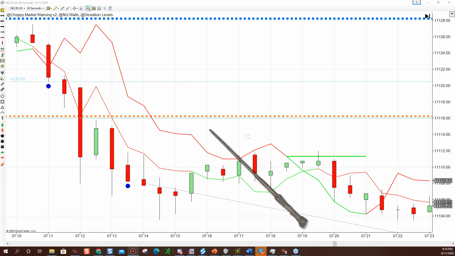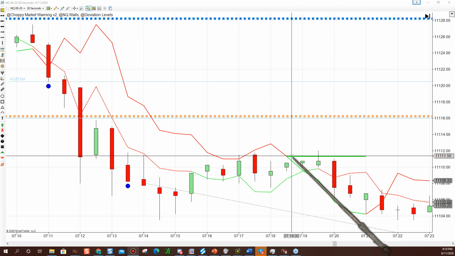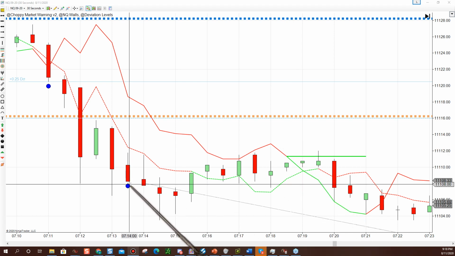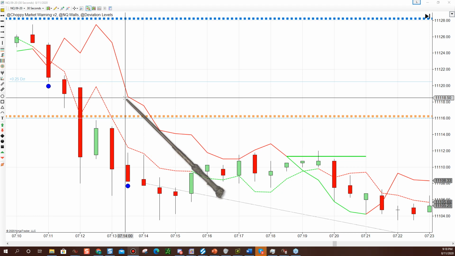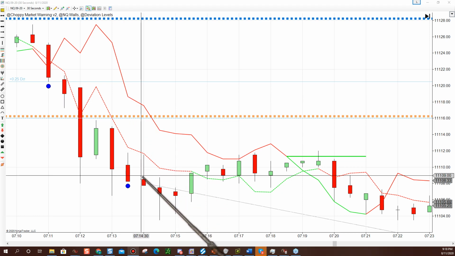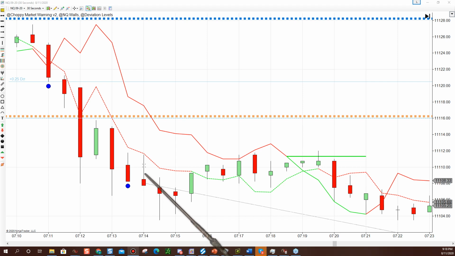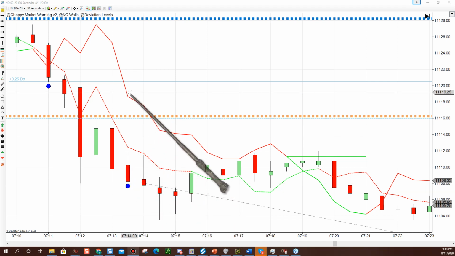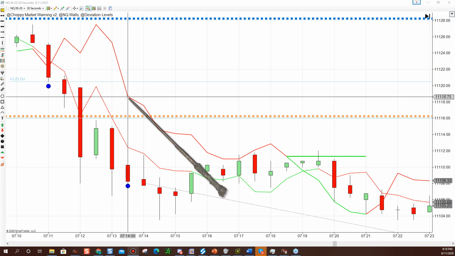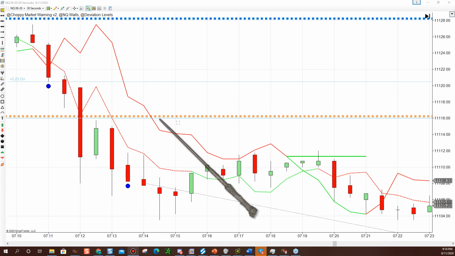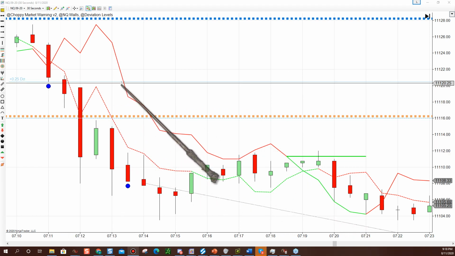Now, if you got in here, you'd have moved your stop down, all right? Now, let's look at it. If you got in right here, you don't trail it down until the solid red line gets below your entry. So on this one, your stop is if it closes above the solid red line on the setup bar, okay? Meaning, if I got the early entry, then I'd be trailing as soon as this solid red line got below my entry.